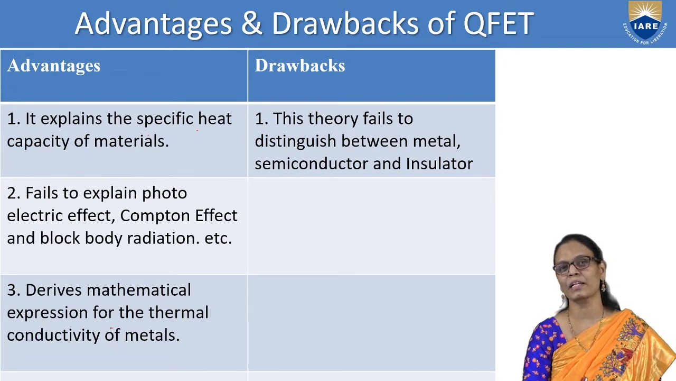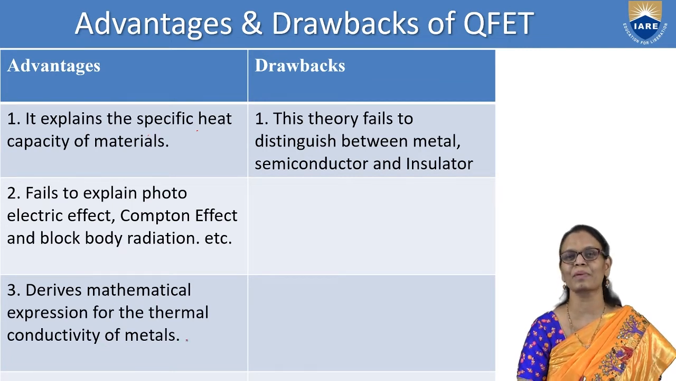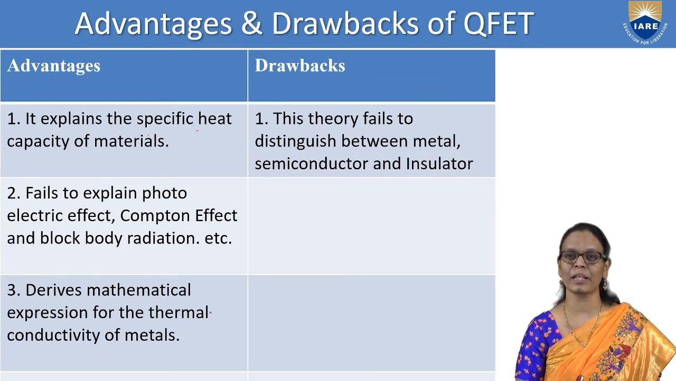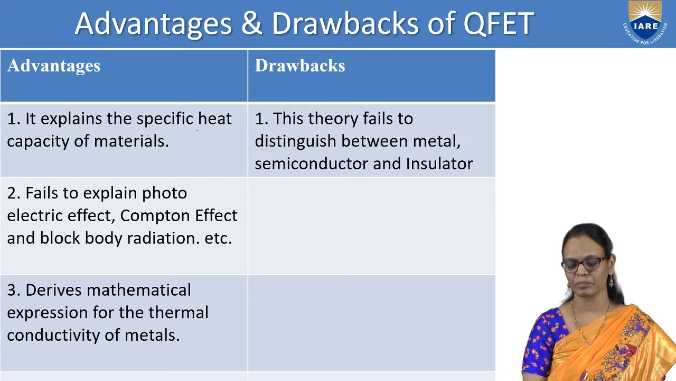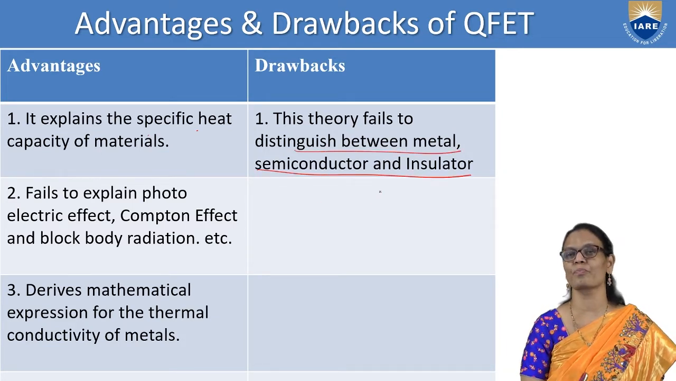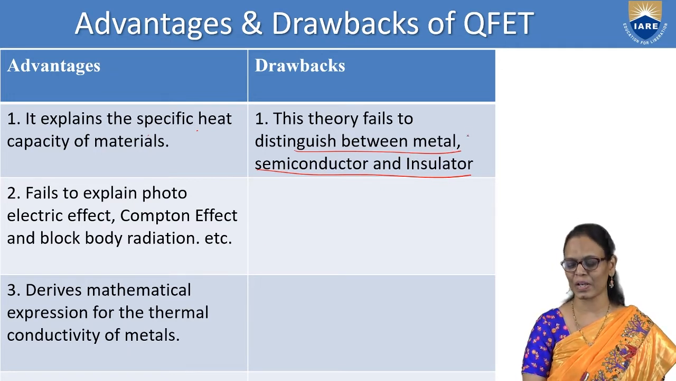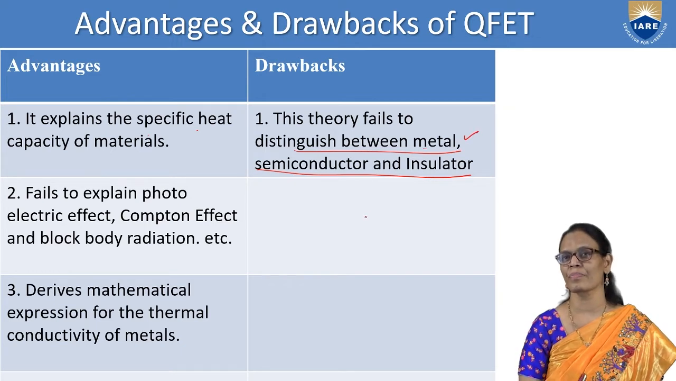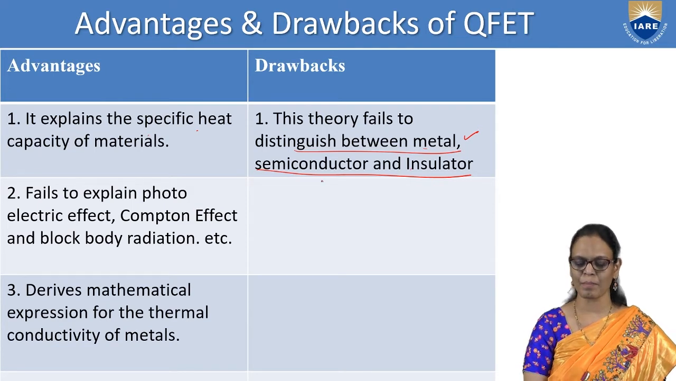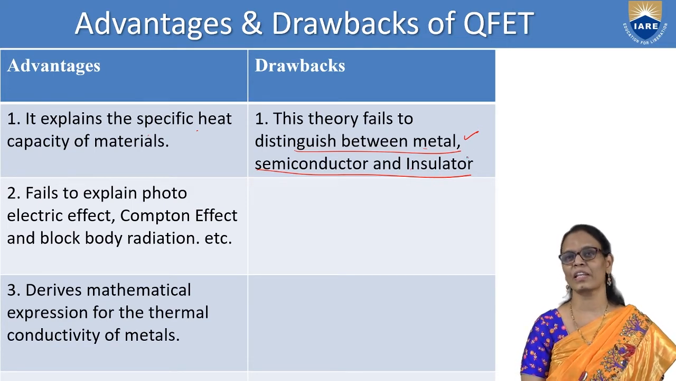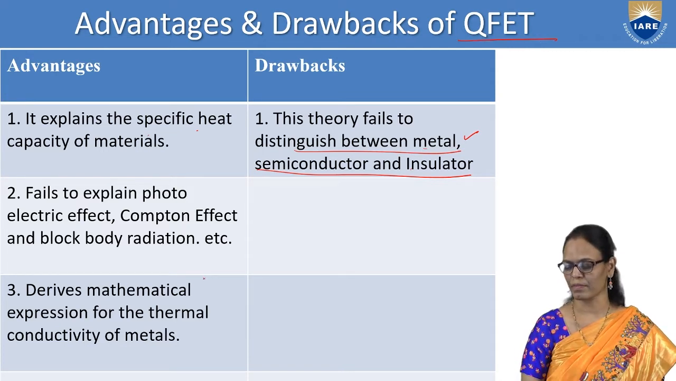It derives the mathematical expression for thermal conductivity of metals, and how it depends upon the temperature. That derivation also was given by free electron theory. Now the major drawback of QFET is it could not explain the classification of materials into conductors, because we consider metals are very good conductors. So it could not explain this classification. Why some are behaving like conductors, some are semiconducting and some are very bad conductors. This free electron theory could not explain.